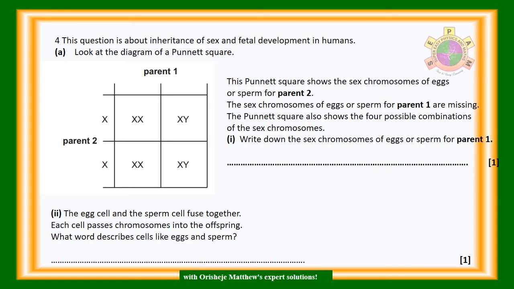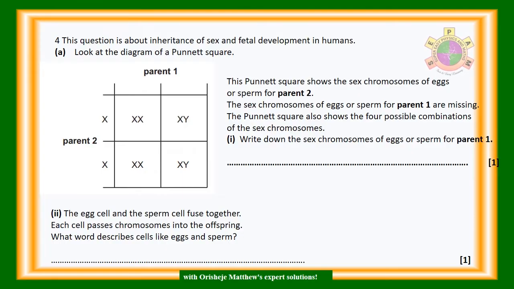Question 4. This question is about inheritance of sex and fetal development in humans. Question 4a. Look at the diagram of a Punnett square. This Punnett square shows the sex chromosomes of eggs or sperm for parent 2. The sex chromosomes of eggs or sperm for parent 1 are missing. The Punnett square also shows the 4 possible combinations of the sex chromosomes. Write down the sex chromosomes of eggs or sperm for parent 1.